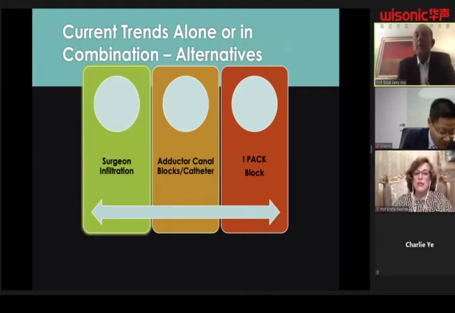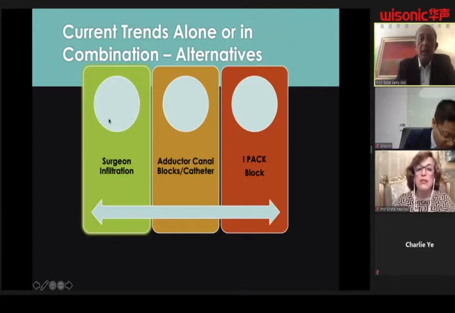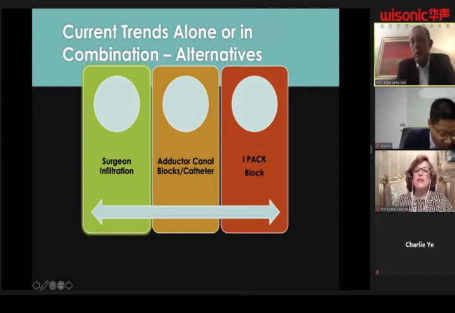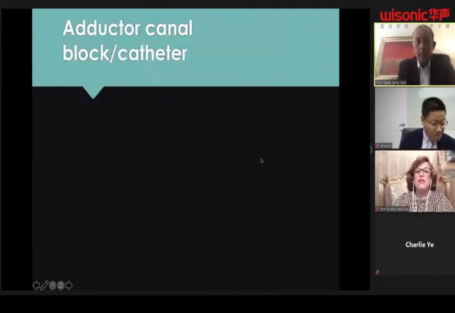You have to know that the knee joint is very complex when it comes to pain. There are lots of nerve endings. So in order to give good analgesia, you need to have front and back blocks. The front block is the adductor canal block, and the back block is done by the surgeon, what we call surgeon infiltration, or the IPACK block, and we will go on this one.